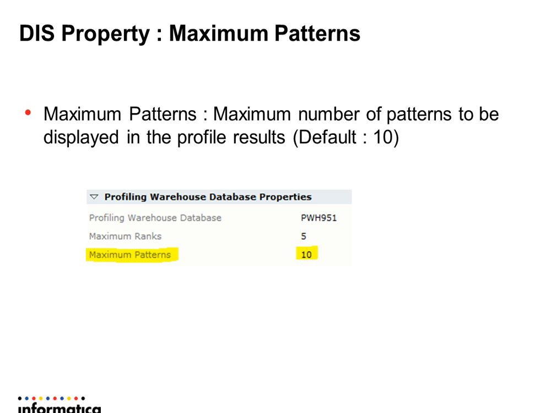If there are many patterns inferred by the profiling results, by default not all patterns are listed in the profile results. There are two DIS service properties that decide whether or what patterns need to be displayed in the profile results. The first property is maximum patterns, which defines how many patterns need to be considered in the profile result. By default, this value is set to 10, which implies a maximum of 10 patterns can be displayed in the profile result.